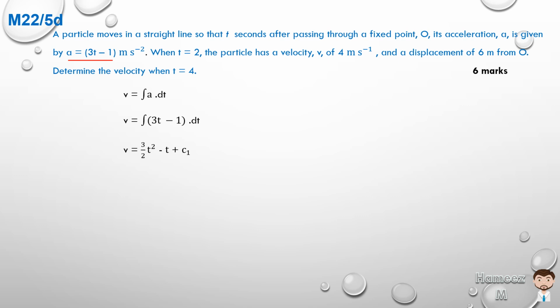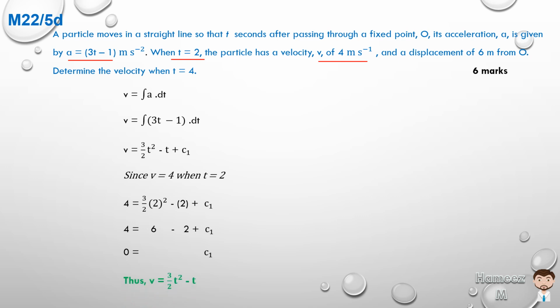And what do we know? We know when the velocity is 4, the time is 2. So we can substitute accordingly. So 4 is equal to 3 on 2 by 2 squared minus 2 plus c1. 2 squared is 4, 2 into 4 is 2, 2 3s are 6, 6 minus 2 is 4. So 4 is equal to 6 minus 2 plus c1. 6 minus 2 is 4, we carry it across, 4 minus 4 is 0. So 0 is equal to c1, as such the velocity is equal to 3 on 2 t squared minus t.